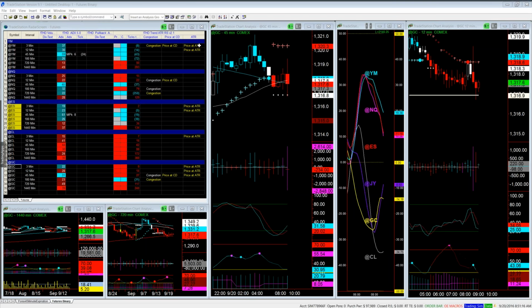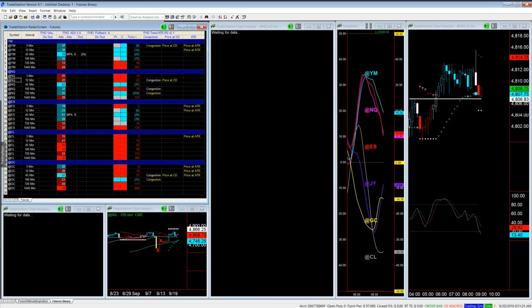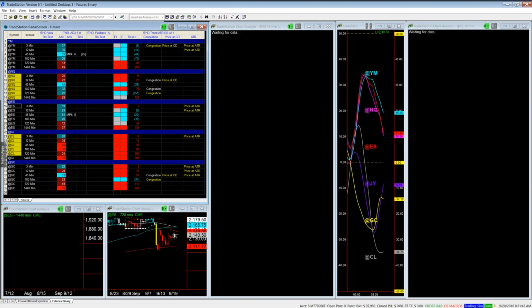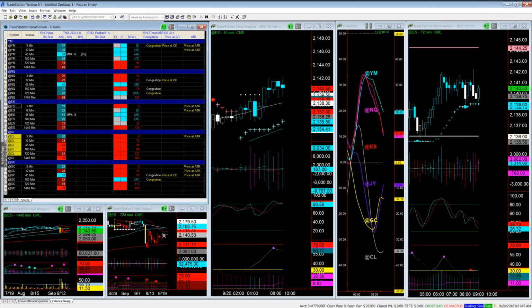In each one of these, where it says price at the ATR, price at a congestion dot, each one of these are actually a trade setup for you to look at and analyze. In other words, this one looks like it's going to go up. This looks like it's going to come down. You know, don't take that trade. On the ES, this one is moving up. This is potentially going to move up. Could you take that one? Yes, because you've had volume divergence here.